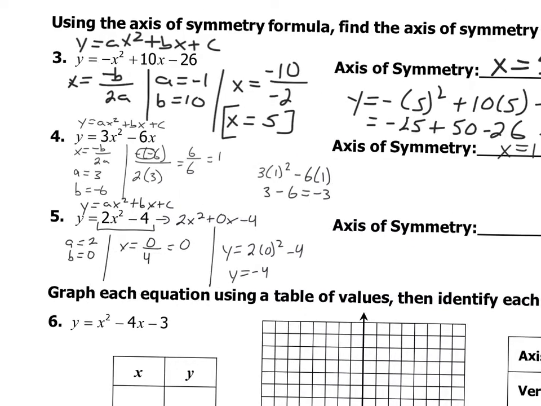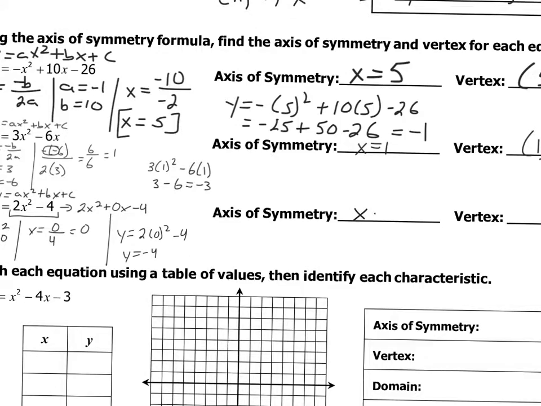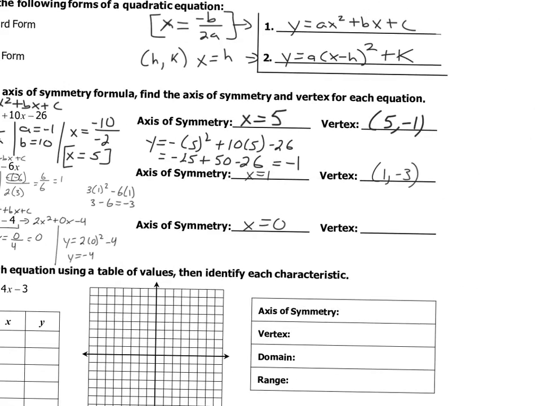So what's your axis of symmetry? Your axis of symmetry is going to be x equals 0. And what's your vertex? Your vertex is going to be 0, negative 4.